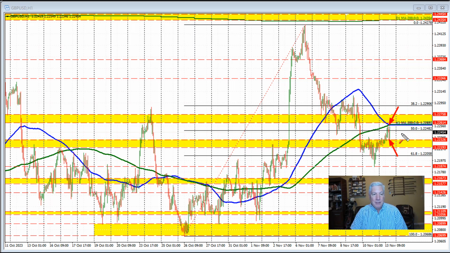So buyers are trying to take this price higher, but they need to get above the 100 and 200-hour moving average, and we're trading in between support down here, resistance up here, and further support down here at the 19 level on the downside for that currency pair.